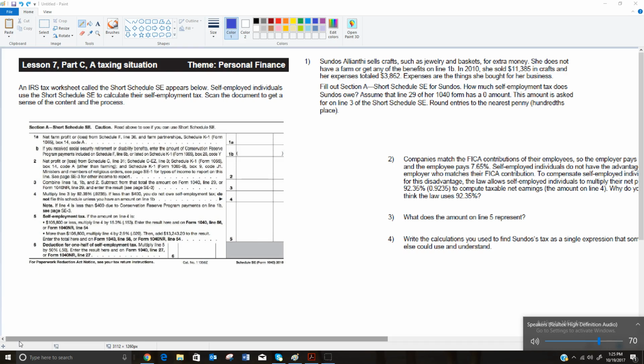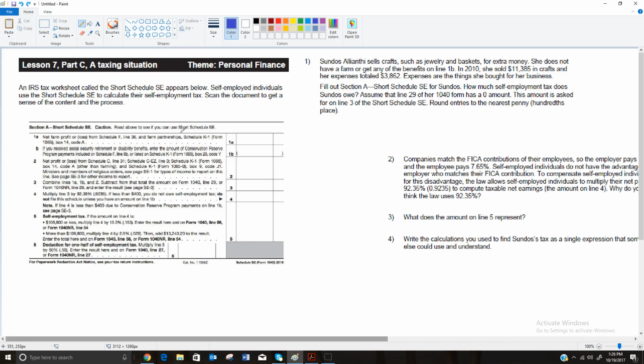So we've got this tax form here, and it's called a short Schedule SE. It's used by self-employed individuals to calculate their self-employment tax. So we're supposed to scan this document to get a sense of what it's about. First it asks for the net farm profit or loss. It asks if you received any Social Security, retirement, or disability benefits. Then it asks you to put in your net profit or loss, which is what you would have made from your business, because again this is for somebody who is self-employed.